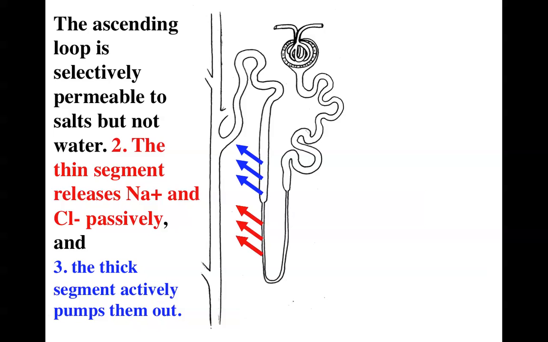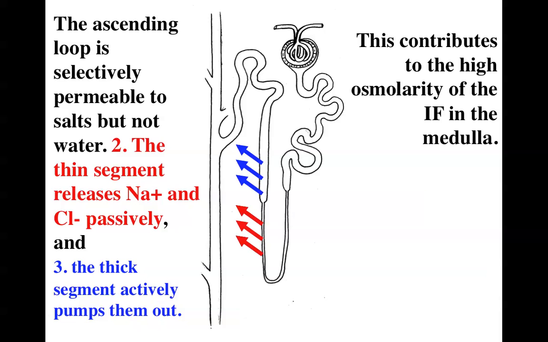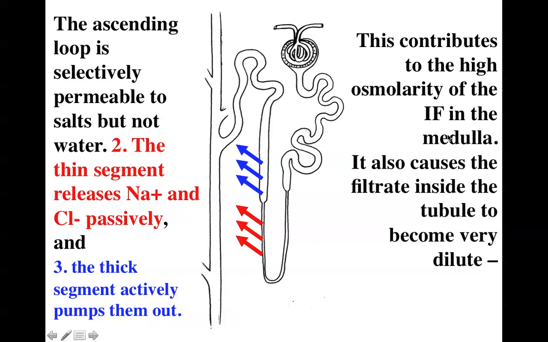So it basically is lacking a lot of salt at this point because it has been both released and pumped out. This contributes to the high osmolarity of the interstitial fluid in the medulla. These two steps, the release of sodium and chloride ions in the thin segment, and then pumping out sodium ions and chloride ions in the thick part, mean that the deep medulla remains salty.